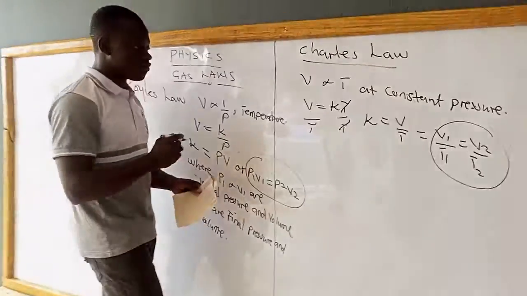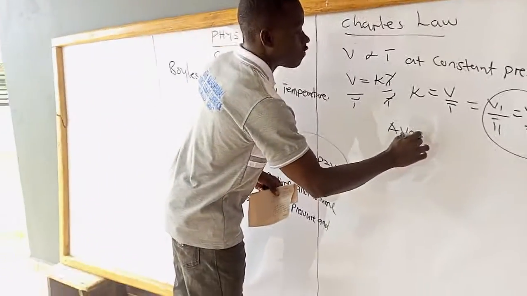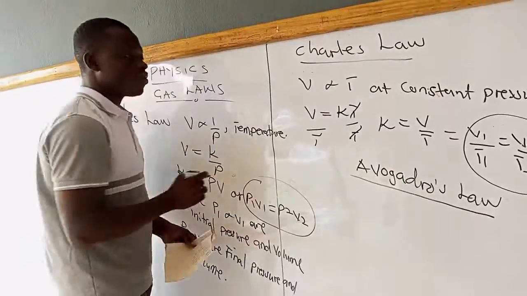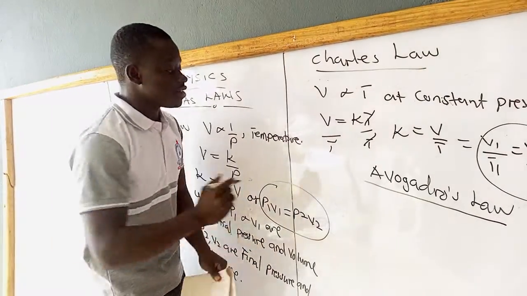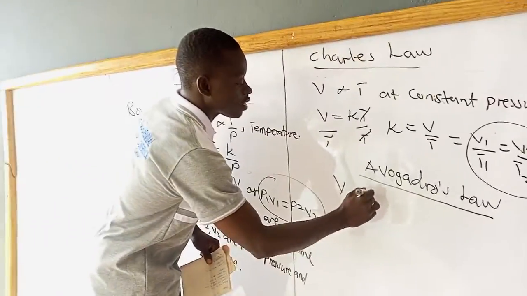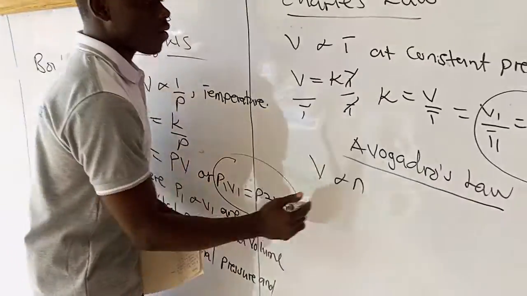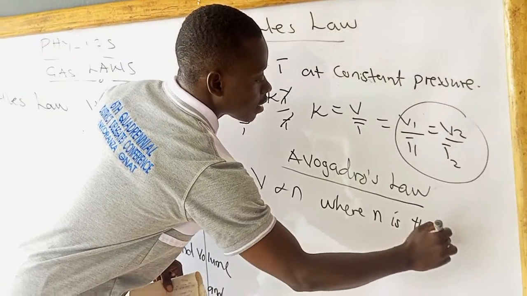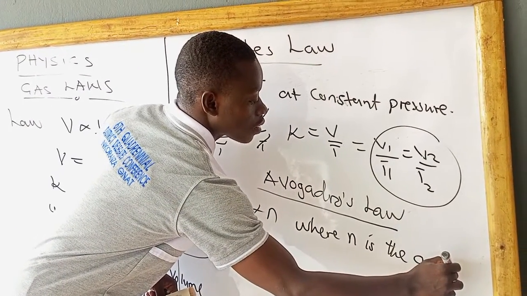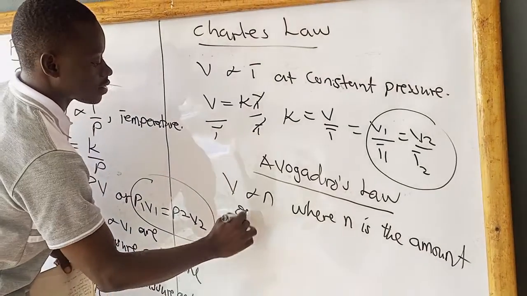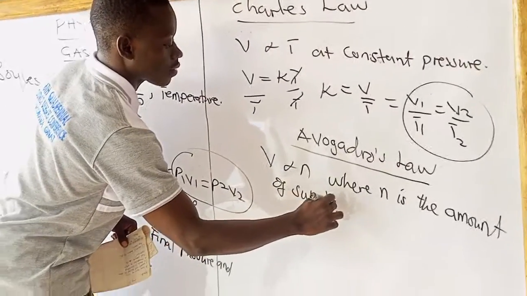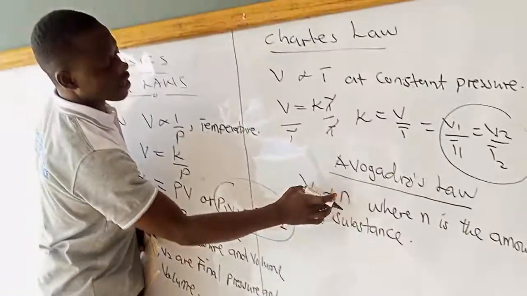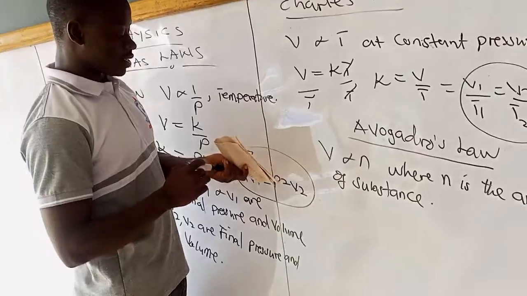Then we have Avogadro's law. Avogadro stated that the volume is directly proportional to the amount of substance, that is n, where n is the amount of substance. So Avogadro is saying that the volume is directly proportional to n, the amount of substance.